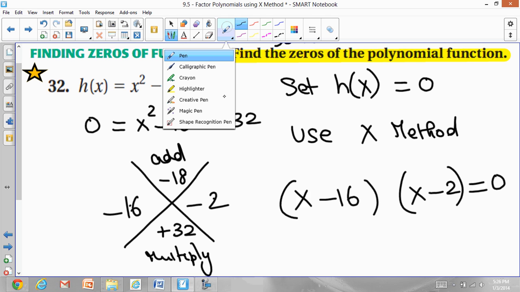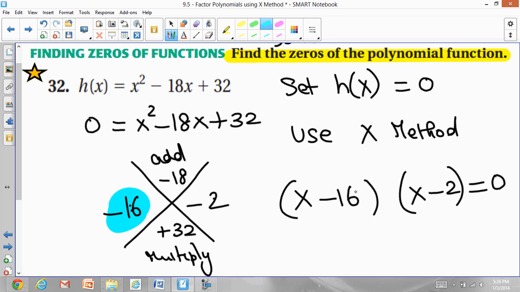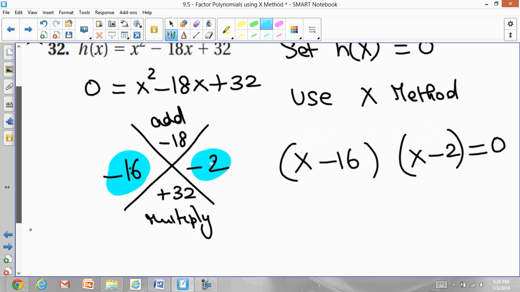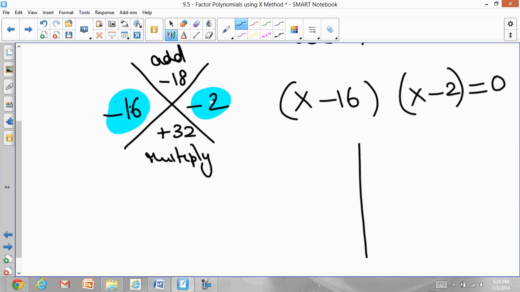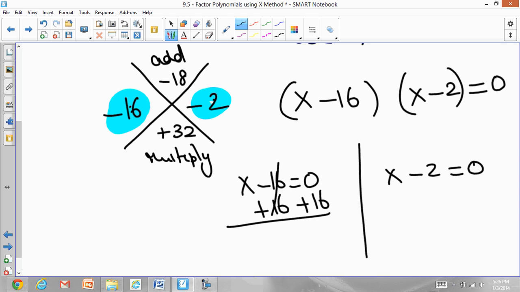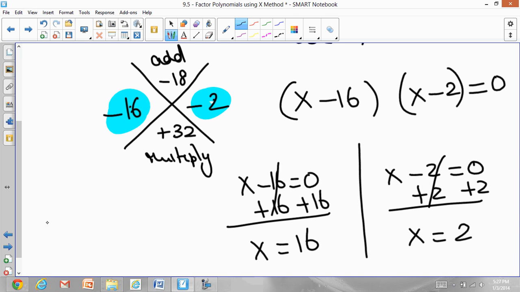So negative 16, I'm getting it from here, and negative 2, I'm getting it from here. Once they are asking you to solve it or find the zeros, I'm going to set them up. I'm going to break it apart. So I'm going to set x minus 16 as a 0, and I'm going to set x minus 2 as a 0. Solve your one-step equation, add 16 on both sides. You're going to get x equals 16. Solve your one-step equation, add 2 on both sides. You're going to get x equals 2. So the answer in this case, or the zeros of the polynomial, will be x equals 16 or x equals 2.